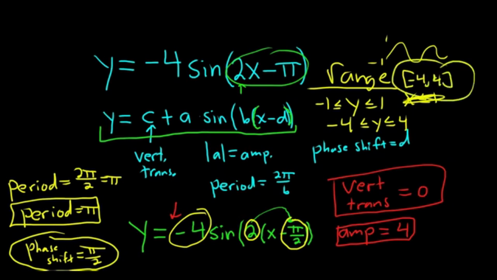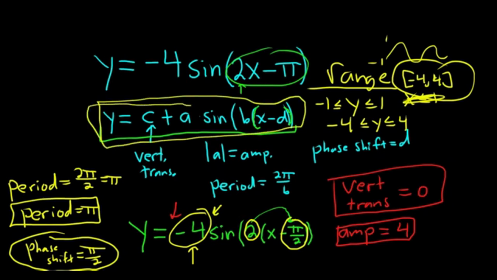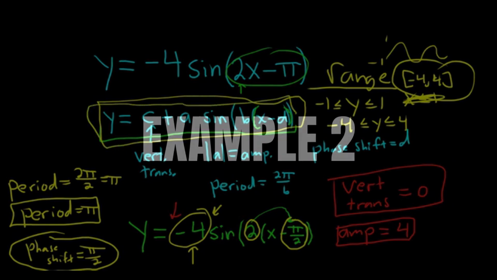So this number here directly affects the range. So if there was a 2 here, it would be negative 2 to 2. If there was a 3 here, it would be negative 3 to 3. So I hope this video has been helpful. And remember, all you need to do is memorize this formula and then just find everything. That's it.